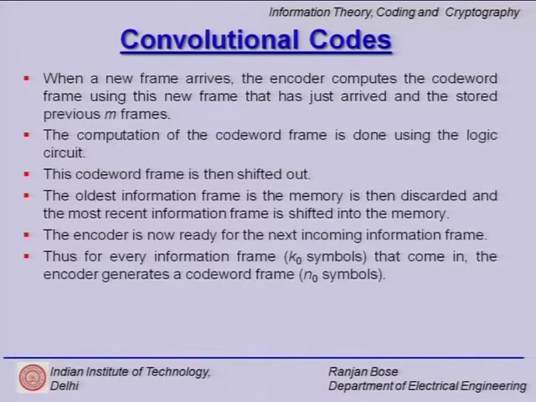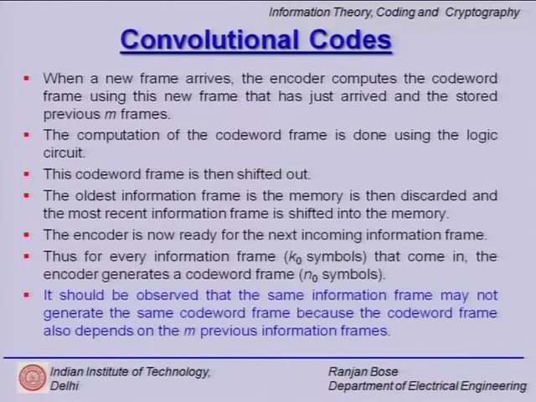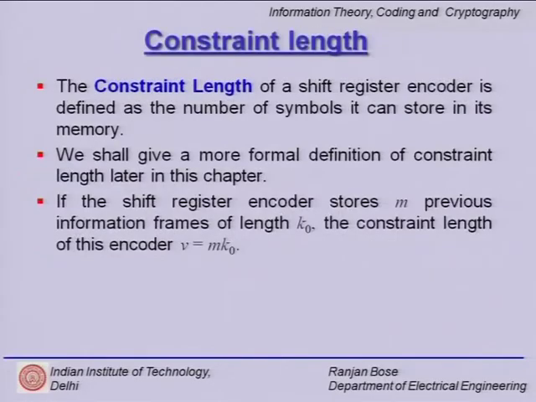So, clearly the clock rates at the input and output are different. Please note, convolutional encoders are very hardware friendly. And since memory plays an integral role in this, the same k naught symbols at the input may or may not generate the same n naught symbols at the output. So, let us now define something called the constraint length of a shift register encoder. The constraint length is defined as the number of symbols it can store in its memory in terms of the input frames that are coming in.